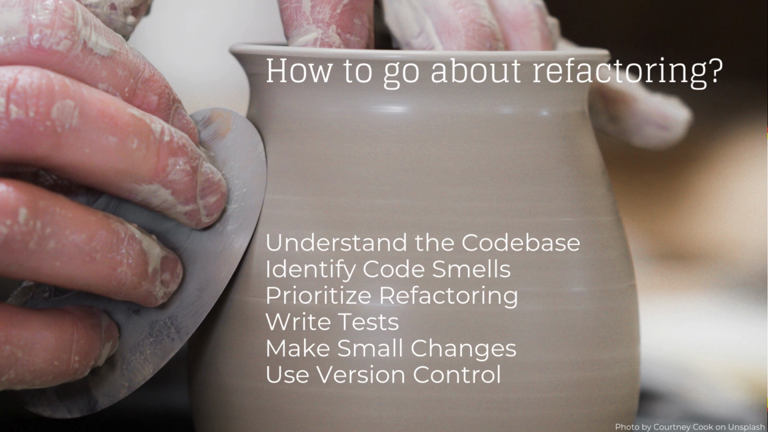Before starting to refactor, it's important to have a good understanding of the code base. This includes understanding its functionality, dependencies, and potential areas for improvement. Look for code smells such as duplicated code, long methods, large classes, and inconsistent naming. These are indications that a portion of the code may need refactoring.